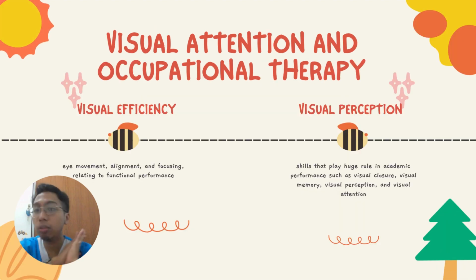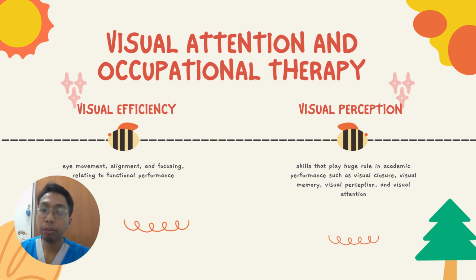So next is visual attention and occupational therapy. As you can see, OT, especially when it comes to visual, we emphasize three things, which are visual efficiency, perception, and motor integration. Because these three things can affect their gross motor, fine motor, and also how they make eye contact with people when calling their names, or basically to survive in our reality, in our world.